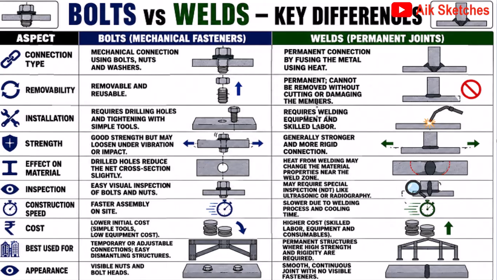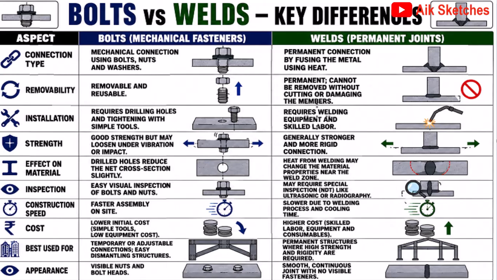So let's go to the next one, best use. Bolts, when used in connecting materials together, are best for temporary or adjustable connections and easily dismantled structures. It means that they are temporary, they can be moved easily. They are adjustable and they are easy to dismantle.